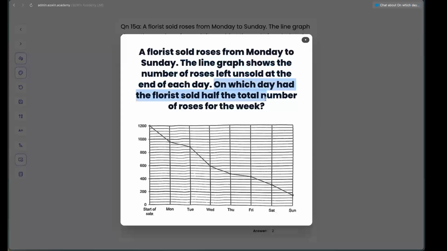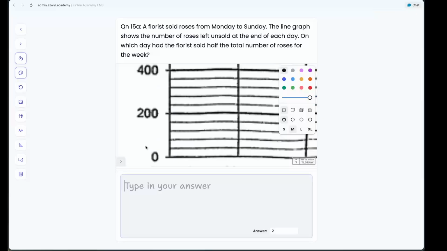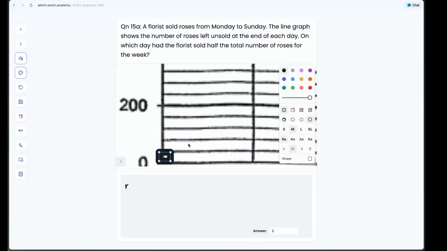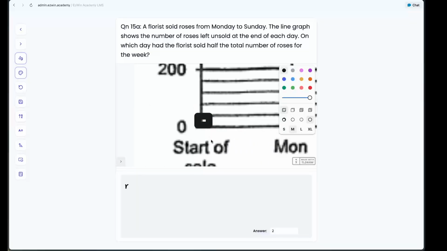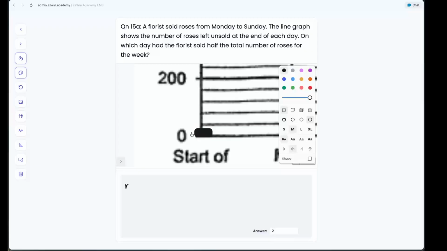On which day had the florist sold half the total number of roses for the week? First thing is we want to look at the gaps, and find out how many roses is one gap. Over here we have 1 gap, 2, 3, 4, and 5. So 5 gaps is equal to 200. Then 1 gap is equal to 200 divided by 5. This will give us 40.